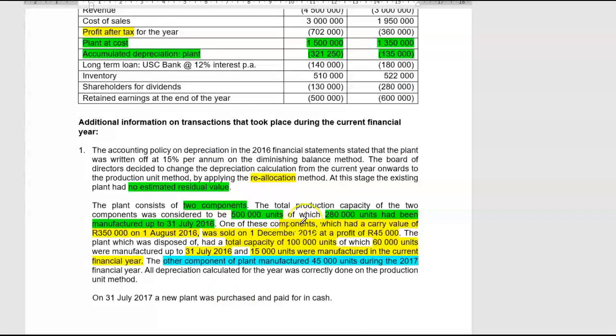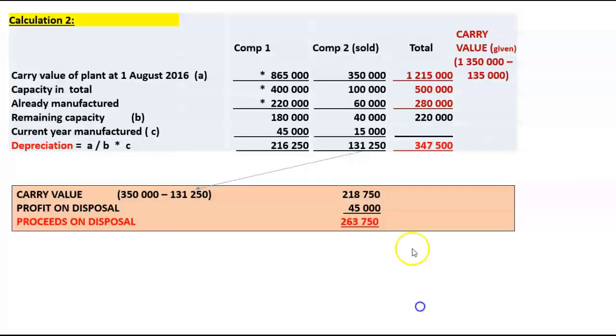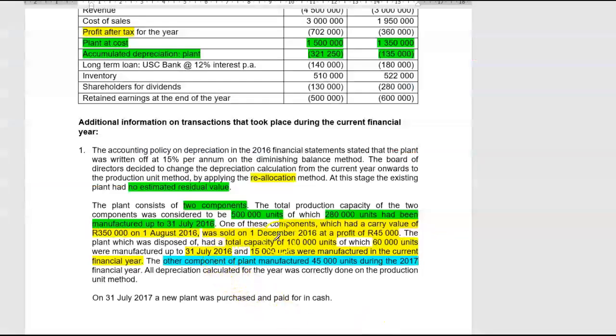1,215,000. They tell us the one that was sold had a carrying value of 350,000 in the beginning of the year. So that's 350,000. So obviously the difference between the two must be component 1's carrying value as at the beginning of the year. Then they tell us that the total production capacity of the two components was considered to be 500,000 units, of which 280,000 units had been manufactured up to 31 July 2016.